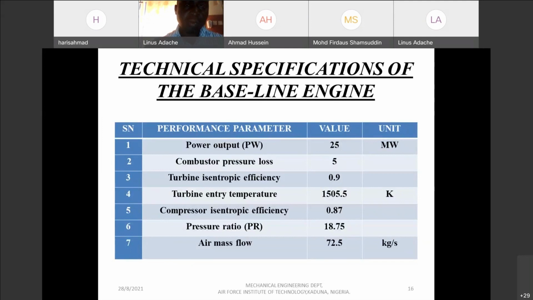2. Combustion pressure loss 5. Turbine isentropic efficiency 0.9. Turbine inlet temperature 1505.5 Kelvin. Compressor isentropic efficiency 0.876. Pressure ratio 18.75. Air mass flow 72.5 kilograms per second.